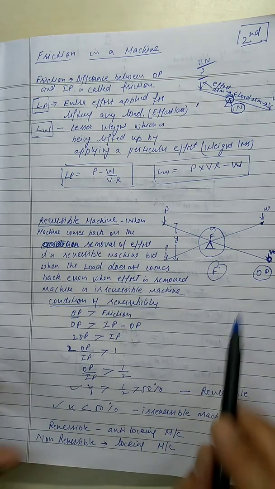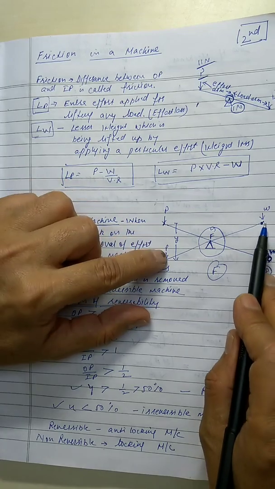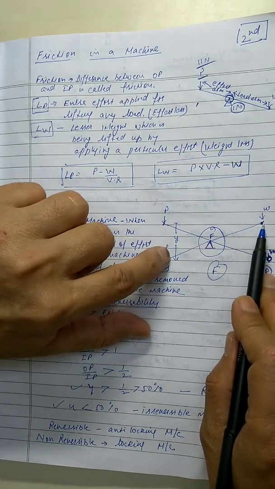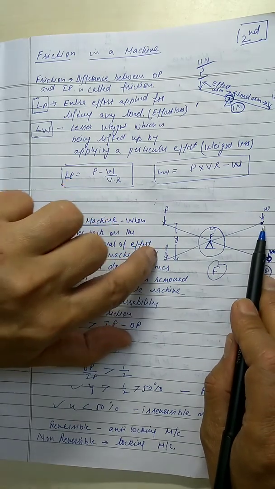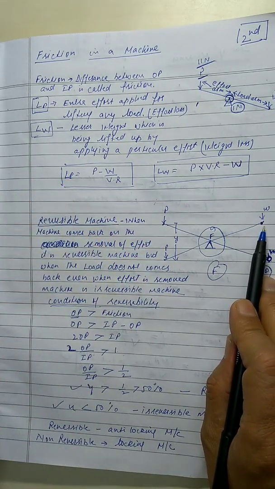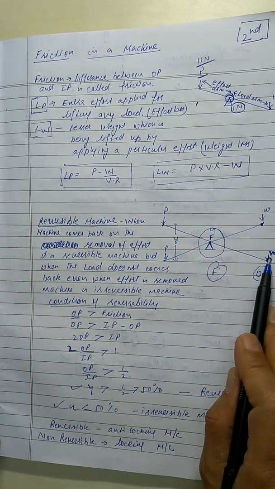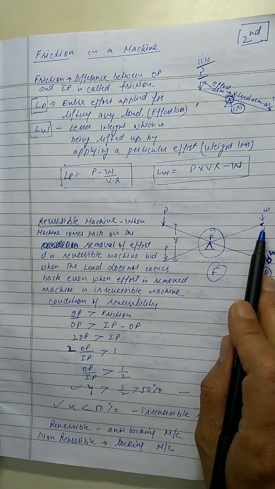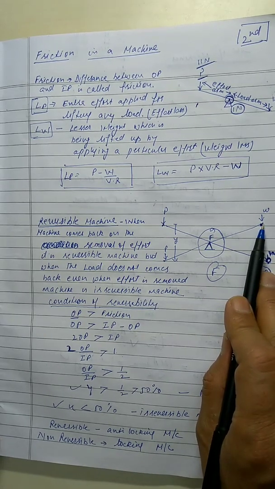Now suppose that after applying effort, the weight is lifted up. In this position, if you remove the effort, there can be two things. Either the weight can come back or it may not come back. It remains here only. These are the two conditions.